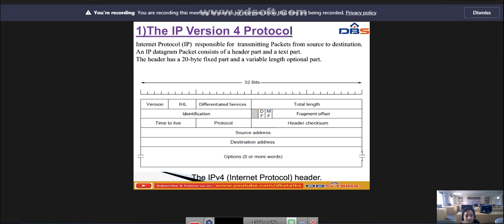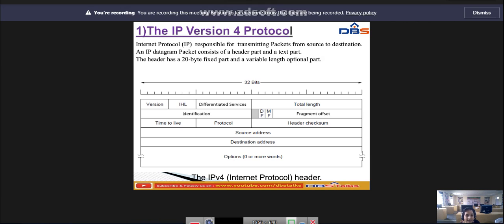This feature prevents packets from wandering around forever, something that otherwise might happen if the routing tables ever become corrupted. So, this is called the time to live. Next, coming to the protocol field, it tells which transport process to give the packets to. TCP is one possibility, but so are UDP and some others.